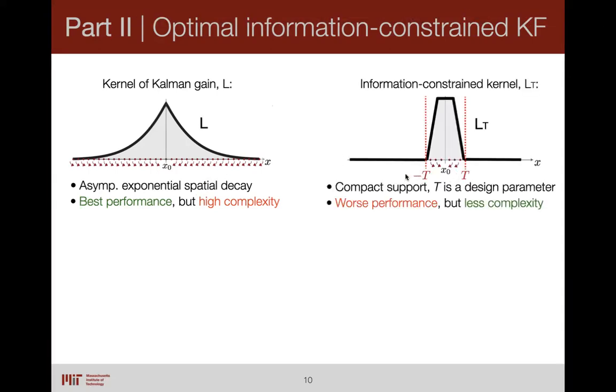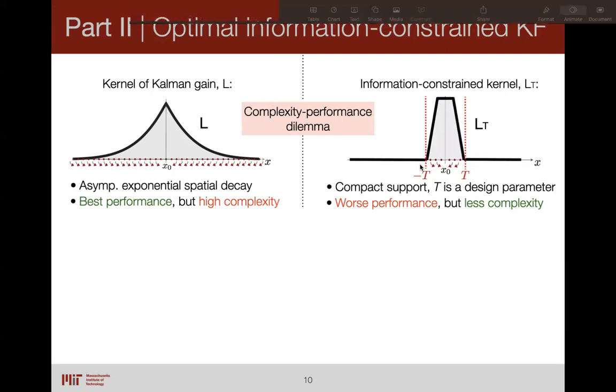Instead, what we may want to do is to design a kernel for this Kalman gain that is compactly supported, where this T parameter that appears here is a design parameter that I will be imposing, so I can choose it as a designer. What it's saying is that in order to do state estimation at a particular location x0, I can only have access to measurements up to a distance T, in a T neighborhood of x0. Of course this will have less complexity, but the filter will also have worse performance. So there is this complexity-performance dilemma that is very well known in the context of decentralized control of distributed systems.